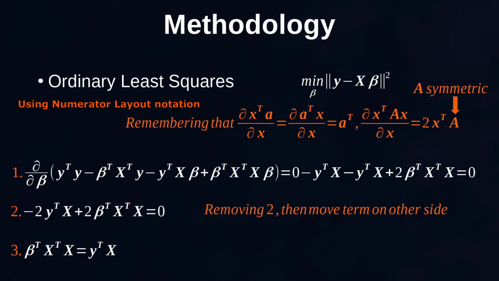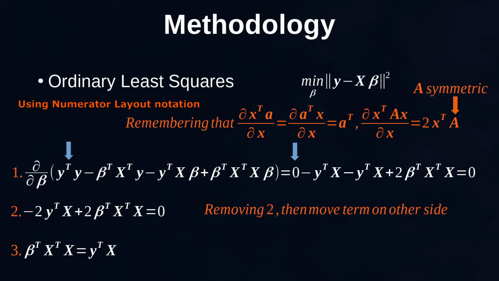Now let's do the derivative of these four terms by remembering some of the derivative identities with respect to a vector. In the orange text you can see that given two vectors a and x, the derivative of x transpose a and a transpose x with respect to x is a transpose. The other one to remember is that the derivative of x transpose A x with respect to x, where in this case A is a matrix, is equal to 2 x transpose A, where A should be a symmetric matrix.